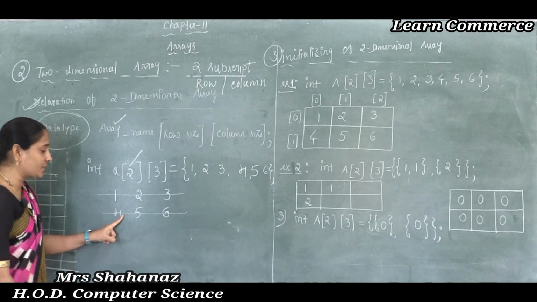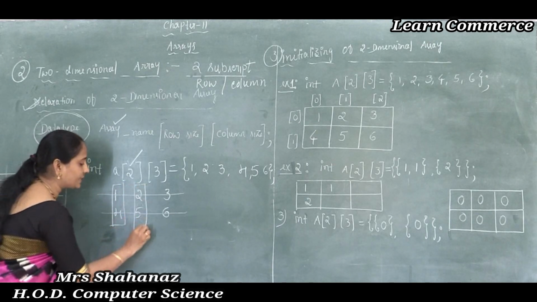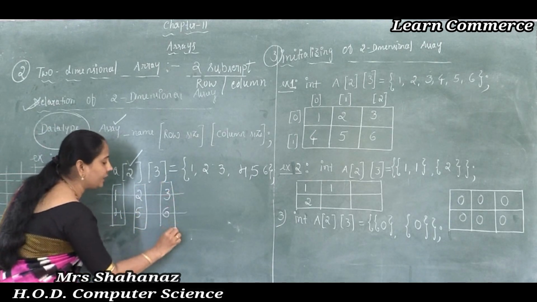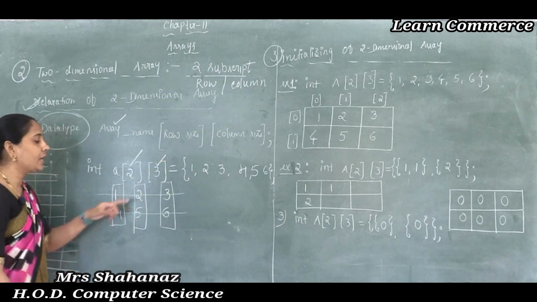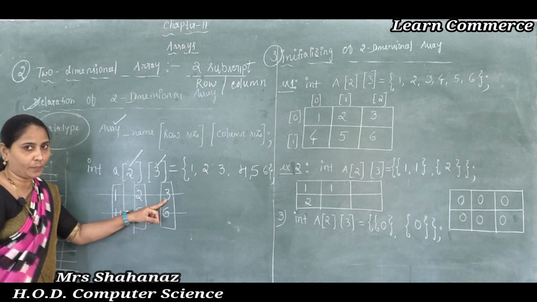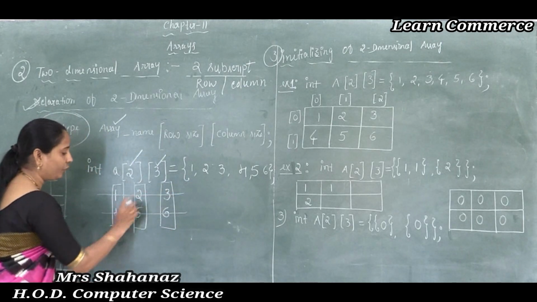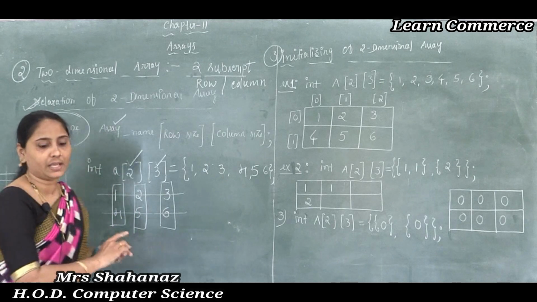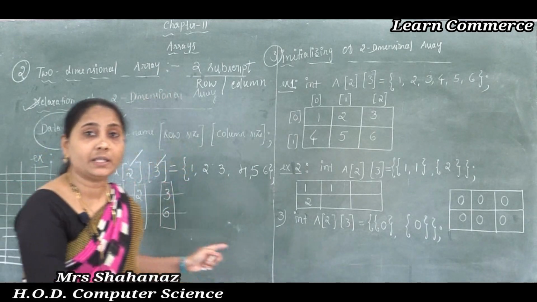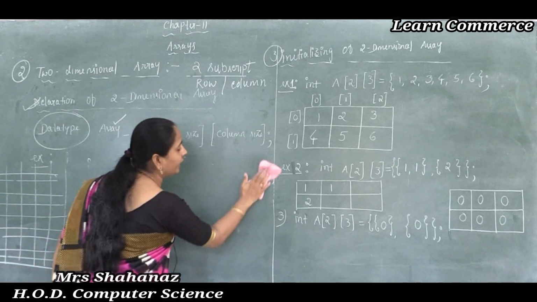Now 3 columns. We know that this is the first column, this one is the second column and this one is the third column. That means we completed. So totally how many elements are there? 2 rows and 3 columns containing a total of 6 elements. So 1, 2, 3, 4, 5, 6. This one is the example. Here I have just given the example with the declaration and the initialization.